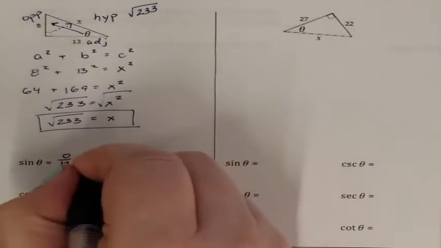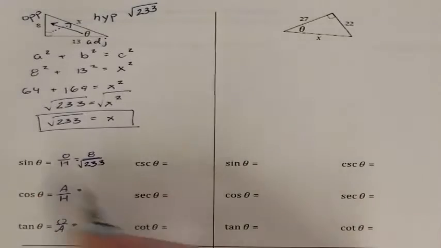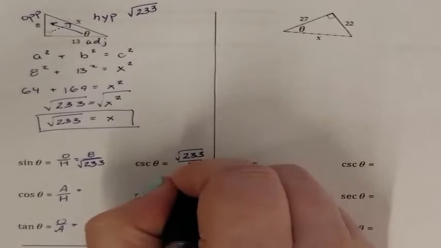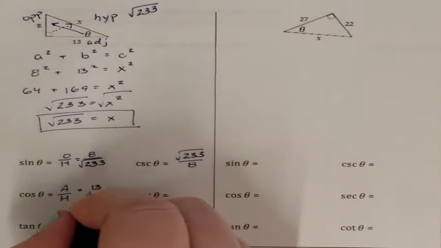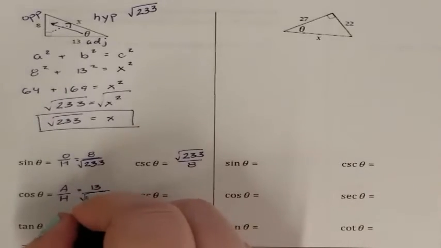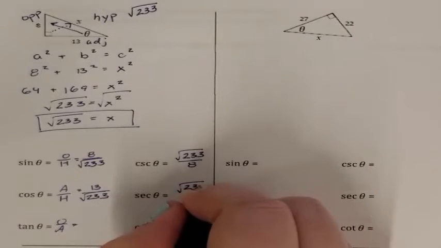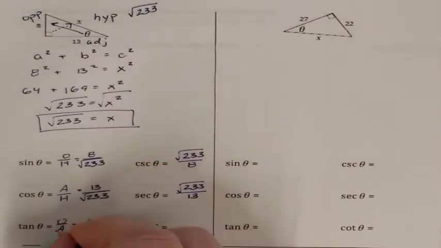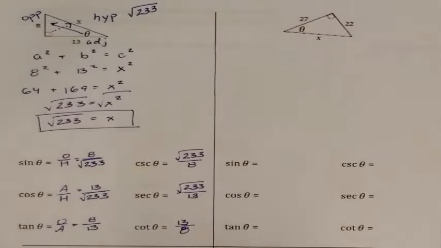So sine is opposite, 8, all over my hypotenuse, which is the square root of 233. If this is sine, then the cosecant is the reciprocal, square root of 233 all over 8. Cosine is adjacent. Adjacent is 13 all over hypotenuse, which is the square root of 233. If this is cosine, secant is the reciprocal, so it's the square root of 233 all over 13. Tangent is opposite, 8, all over adjacent, 13. If this is tangent, cotangent is the reciprocal, 13 all over 8.